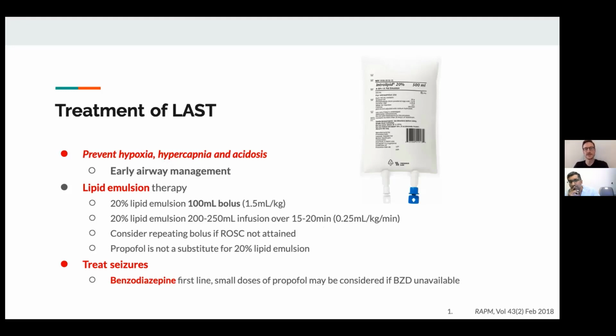Propofol is not a substitute for intralipid. They do share some commonalities in terms of the emulsion, but that's just going to make a bad situation worse. So please don't use propofol here. And if it's an isolated CNS toxicity, benzodiazepines would be the first line to blunt or abort a seizure. But small doses of propofol may be considered as well, if hemodynamics are preserved and stable.